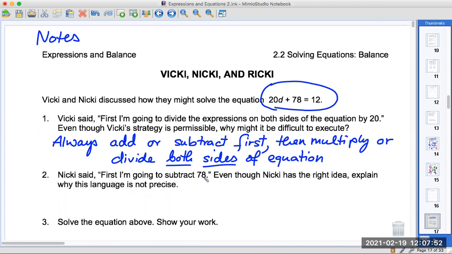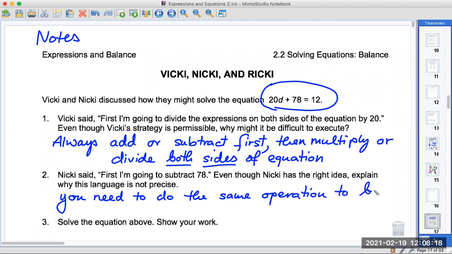Nikki said, first I'm going to subtract 78. Even though Nikki has the right idea, explain why this language is not precise. You need to do the same thing to both sides. And instead of saying thing, I'm going to use operation. Adding, subtracting, multiplying, dividing.